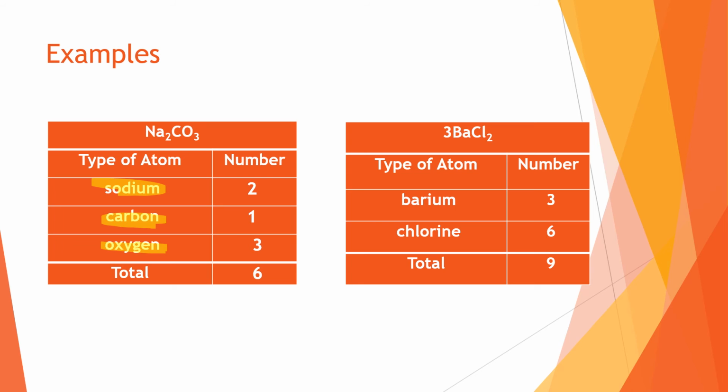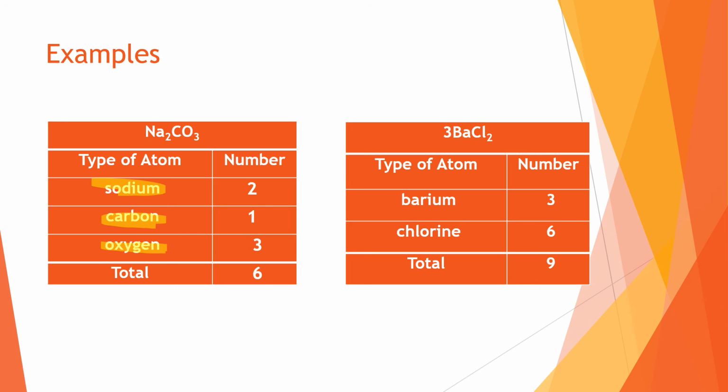So you'll notice here we don't have a coefficient. We don't have to worry about multiplying by a coefficient because there's no number in front. Before, you'd see a number in front, just like over here in front of the BaCl2. We don't have a coefficient like that for our first example, so we don't have to worry about multiplying. We're just looking at the subscripts that are behind the symbol, in the lower right-hand corner.